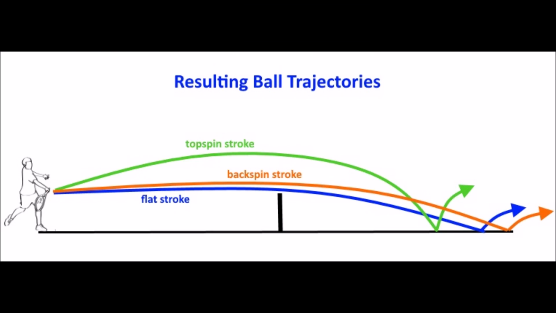Here you can see the typical ball trajectories for a topspin stroke, a backspin stroke and a flat stroke.